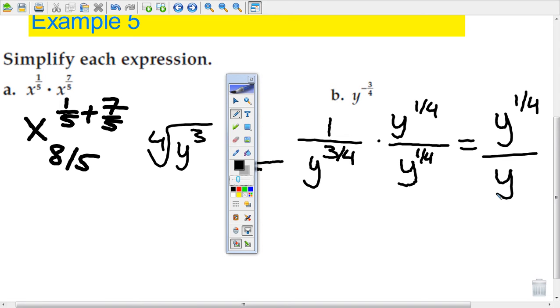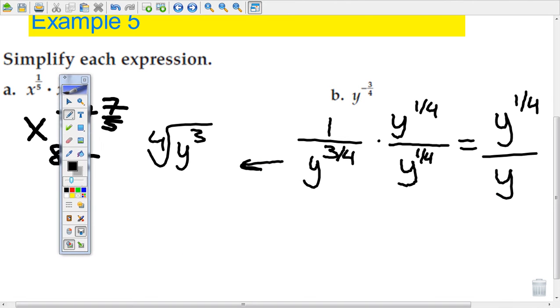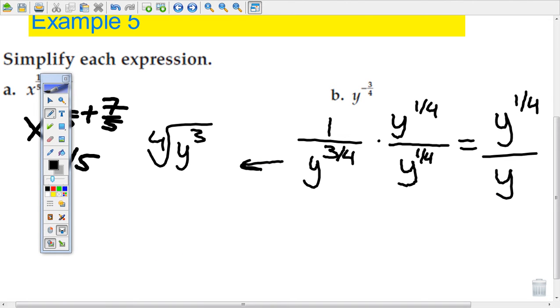So here we were, Heidi, at y to the 3/4. Yeah, I knew that I needed to add them. That's how I came up with this 1/4. Now, that is the same process as looking at it as a 4th root of y cubed, right? Because what would you need there? You need a 4th root of y, which is really y to the 1/4. So it ends up being the same thing. This is just a faster way of looking at it, in my opinion. Any questions about A or B?